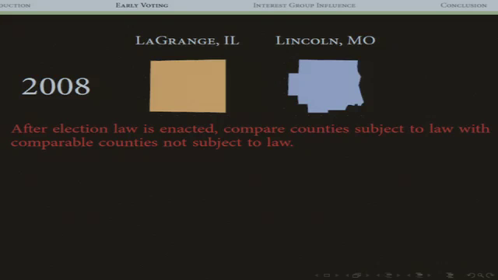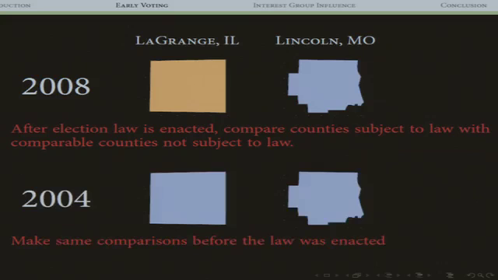And then in 2008, after the law has been passed, we'll do the same comparison, but in 2004, before the law has been passed. And then we'll take a look at the difference between those differences, right? And so as long as any remaining incomparability is constant across time, then we're going to be okay with the analysis. This is the traditional approach to asking these questions about the effects of election laws on voter turnout.